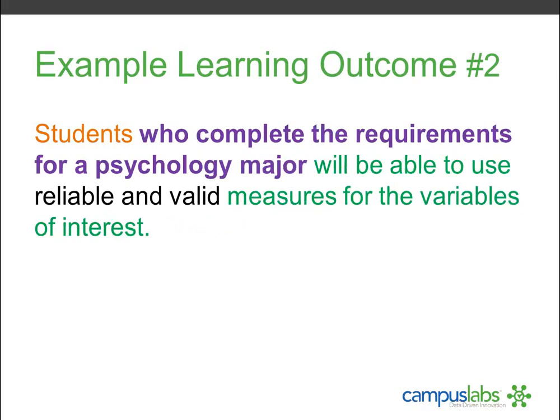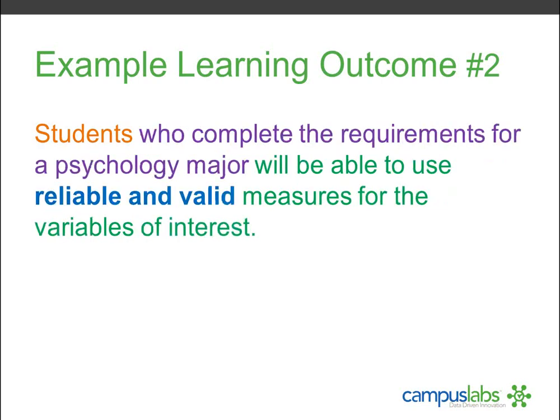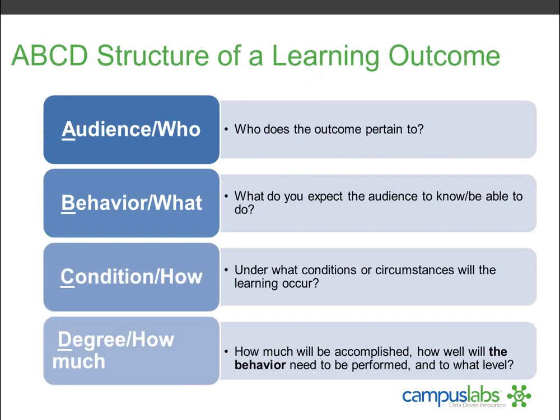And to what extent are they going to be able to use measures for the variables of interest? To the extent to which those measures are reliable and valid. So here we have a quality measure of degree. Again, here we have a specific, measurable, and verifiable learning outcome that others can understand and verify so that you can have some reliability in terms of your outcomes and its measurement.